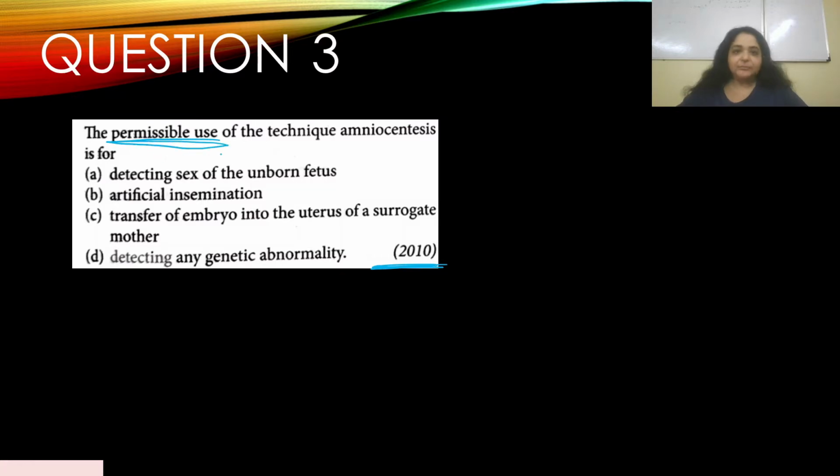Now, permissible use of the technique. Okay, so in India, you can't use amniocentesis for reasons that it can give you the result, but you shouldn't be using this lawfully. Okay, and one of the reasons is detecting sex of the unborn fetus. If you have read the chapter Reproductive Health, you will understand that determining sex of the unborn fetus is an illegal practice in India because there are many social reasons for that, and it's all mentioned there in the book. So I would suggest you go through the chapter. So it's not the permissible use, although you can find the answer, okay, but it is not a lawful use, it's unethical.